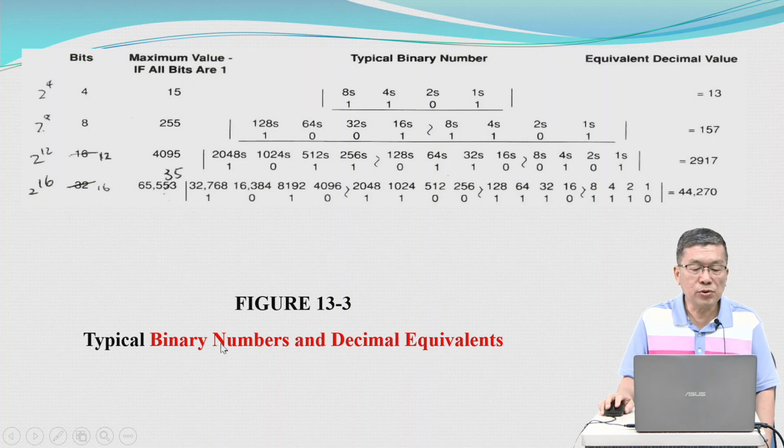This picture shows typical binary numbers and the decimal equivalent. 4 bits, 8 bits, 12 bits, and 16 bits. The maximum value if all bits are 1: 15, 255, 4095, 65535.